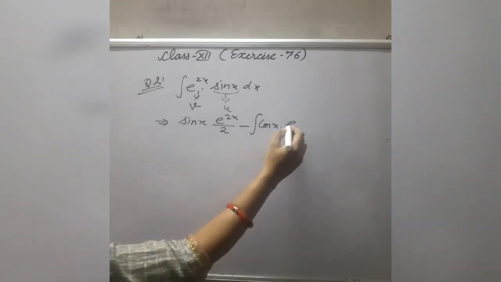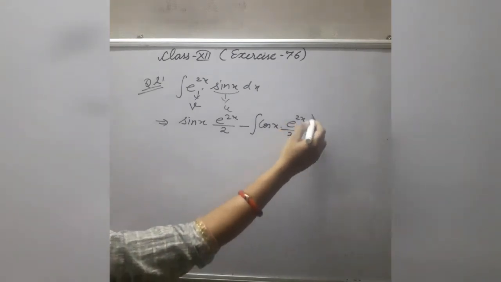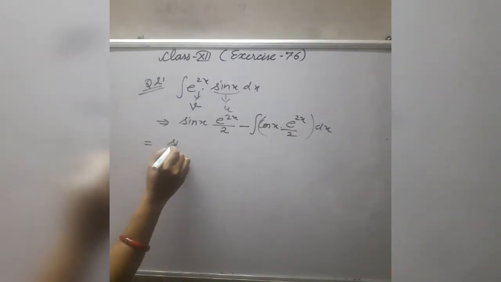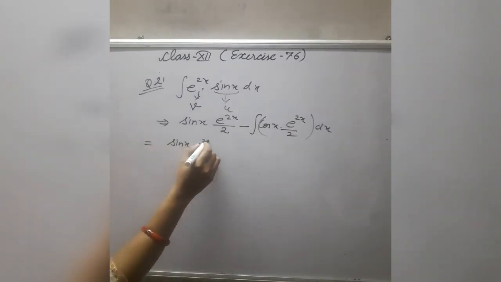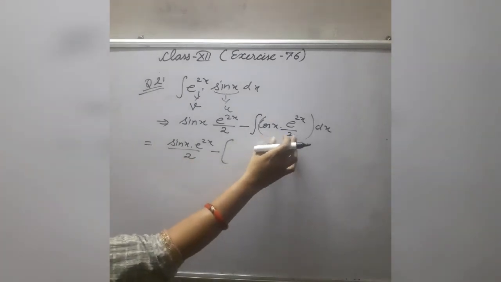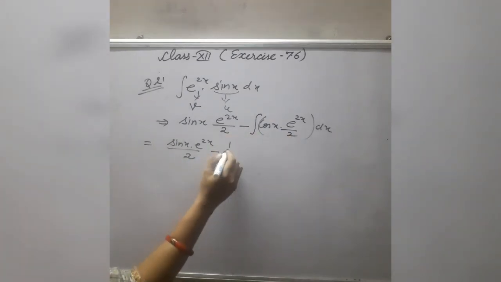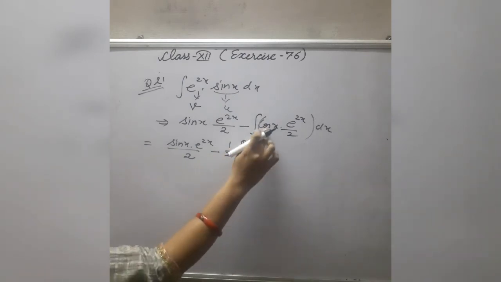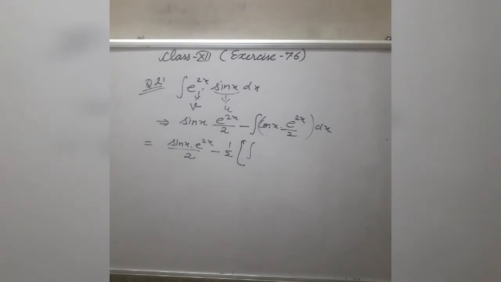Into integration of v, e raised to power 2x by 2, and then whole integration with respect to x. Now this sin x into e raised to power 2x by 2 remains as it is. Now integration of this part. Here this 1 by 2 can be written outside the integration, and in integration of cos x into e raised to power 2x, again we will use integrating by parts.